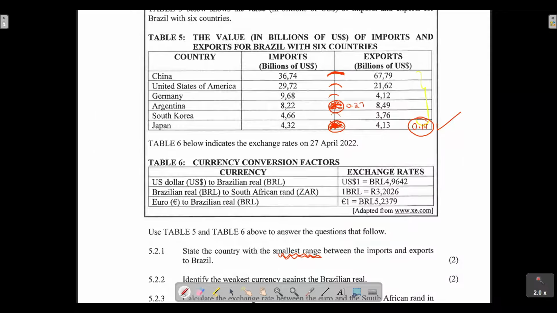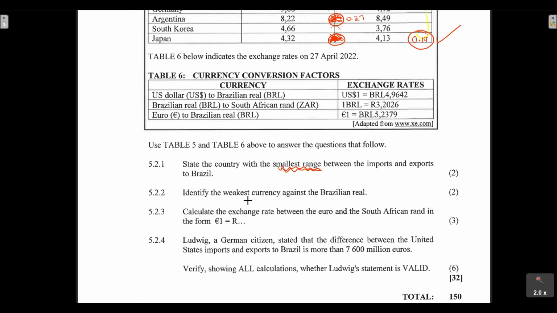All right, let's have a look at the next question. Question 5.2.2 says, identify the weakest currency against the Brazilian real. To answer this question, we will have to look at table number 6, and we're going to be focusing on the column that deals with the exchange rates.